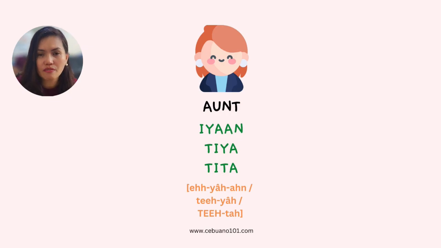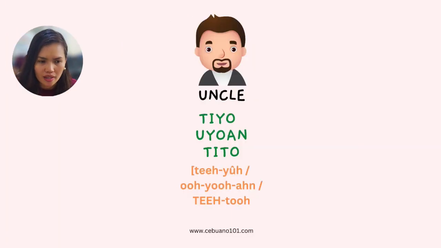Next one, we have uncle, uyuan. Okay. Uncle, the same with the aunt. We have 3 words for uncle as well. So uncle is uyuan, next is tio, and the last one is tito. For me, I usually use tito if I address my uncles, okay, or tio.